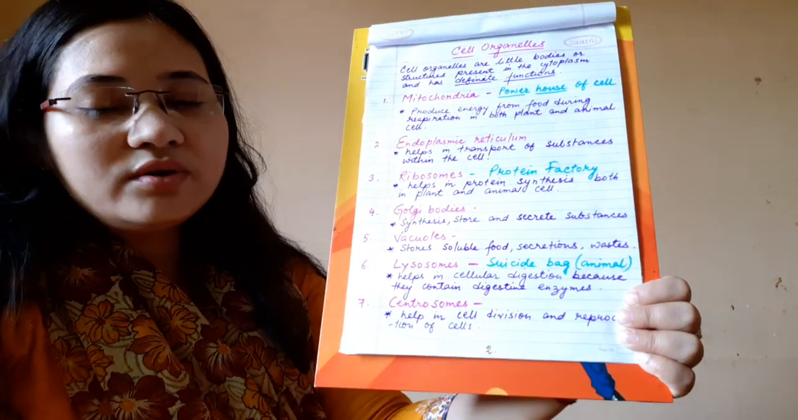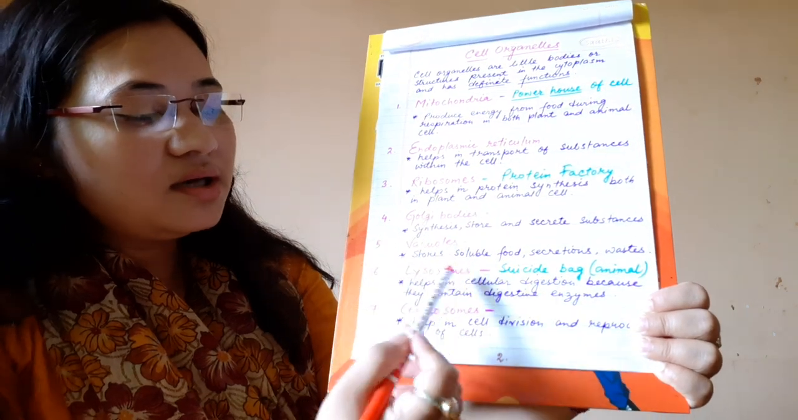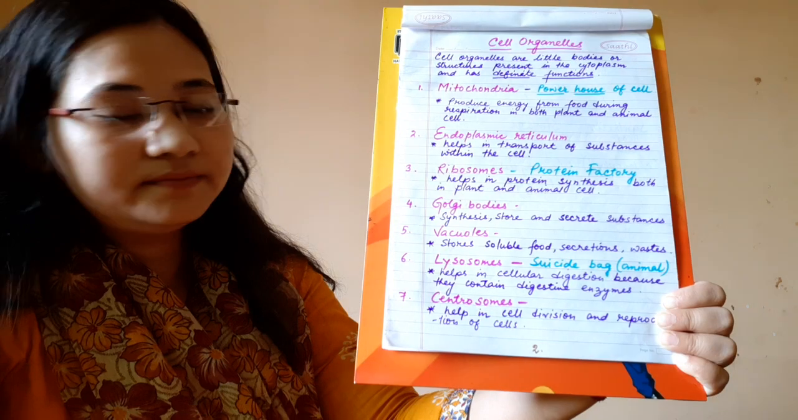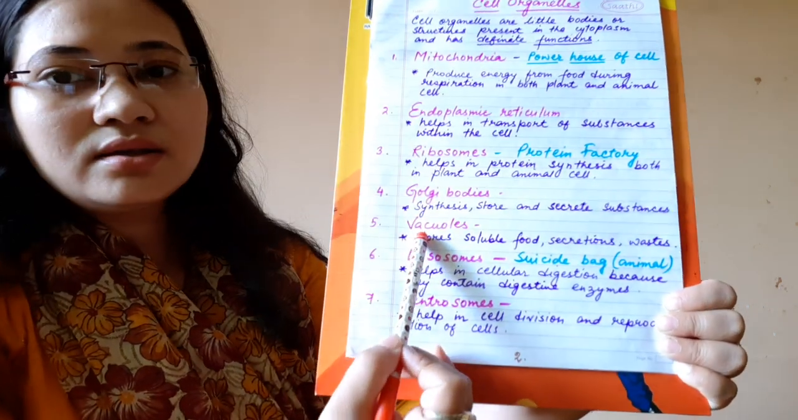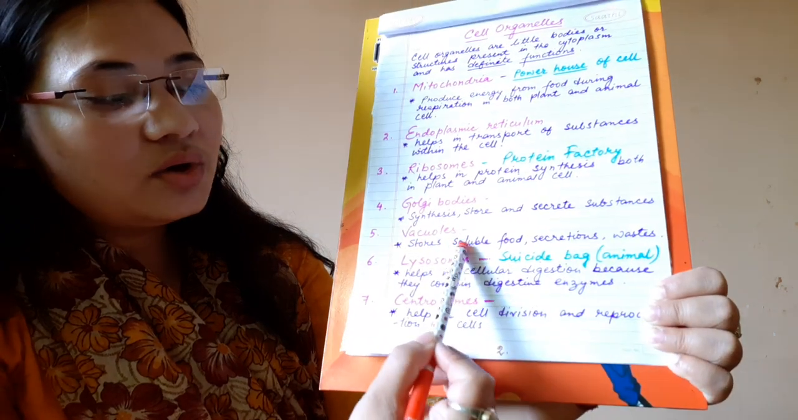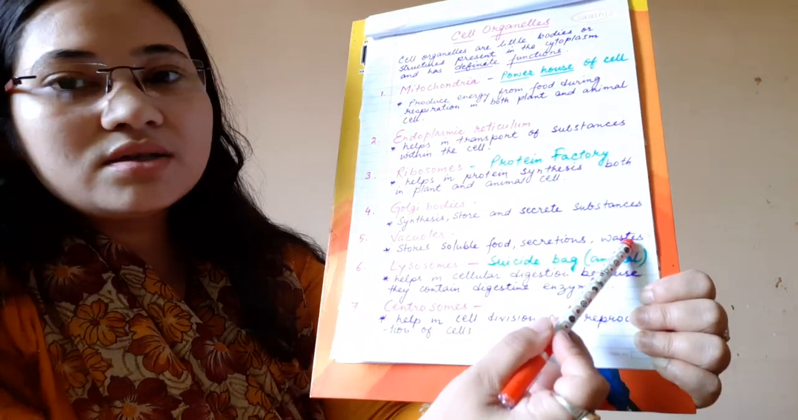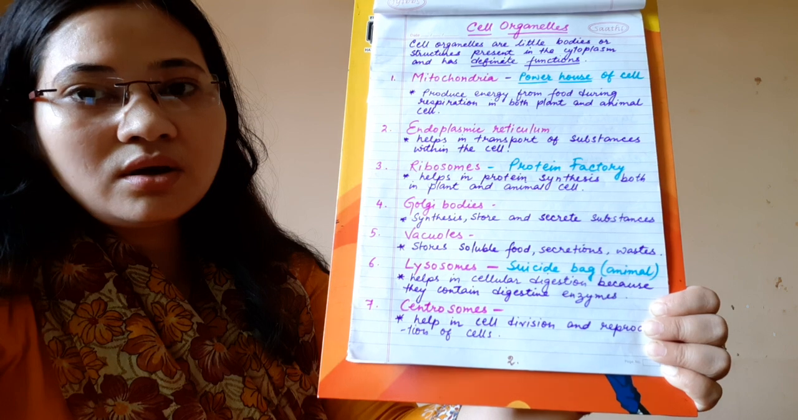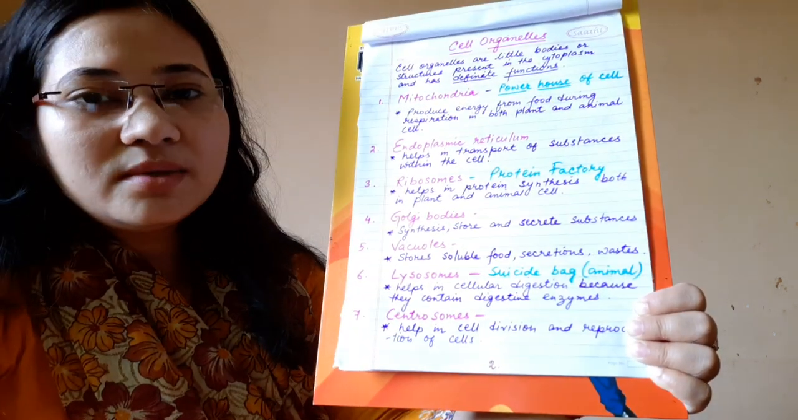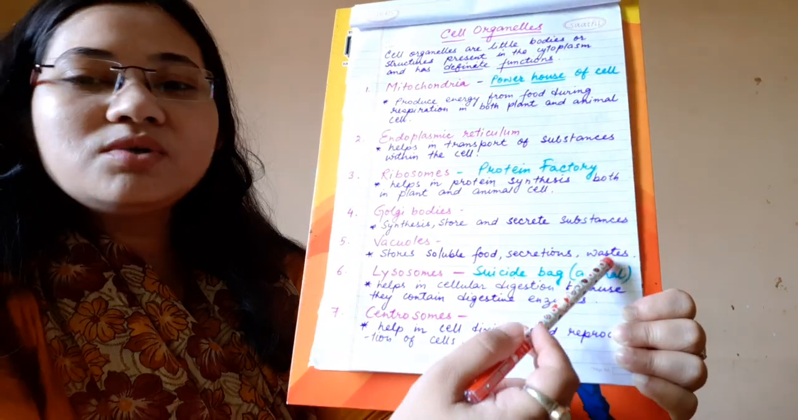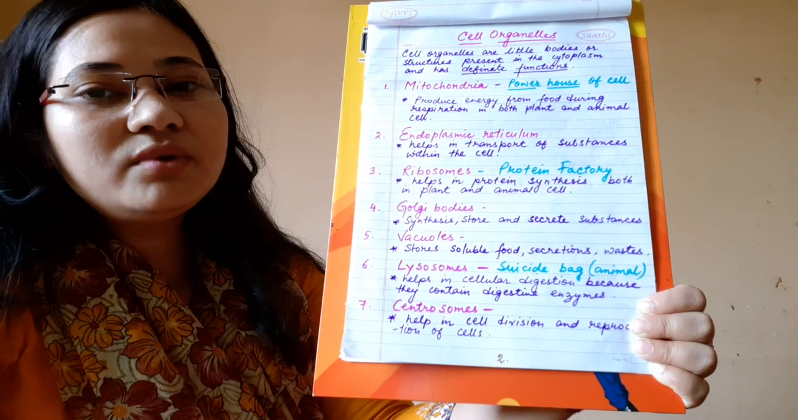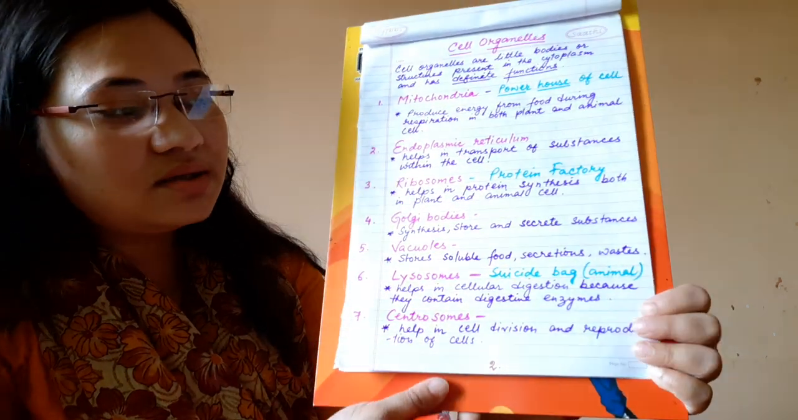Okay, you will also read that Golgi bodies also help in synthesis or formation of lysosomes, in case of animal cells. Then our next cell organelle, vacuoles. Vacuoles store soluble food, secretions and waste products. Vacuoles help in storage of different types of food particles, or you can say solid substances, liquid substances, sometimes also waste substances. Mainly they are sac-like structures which help in storage of certain substances.